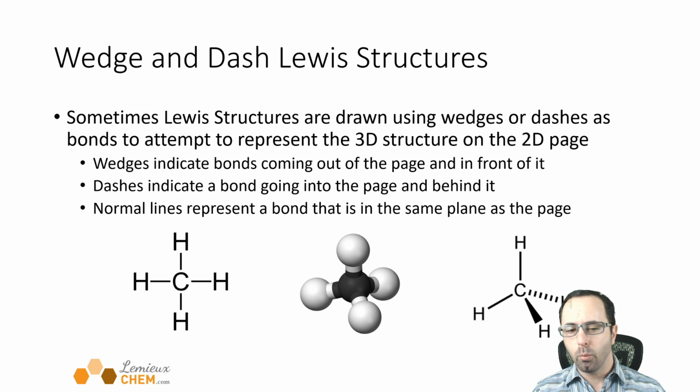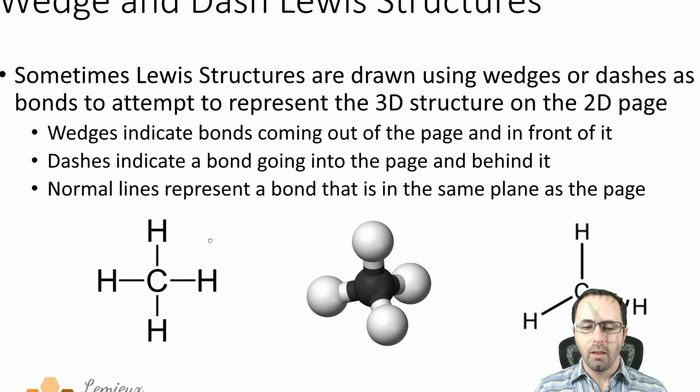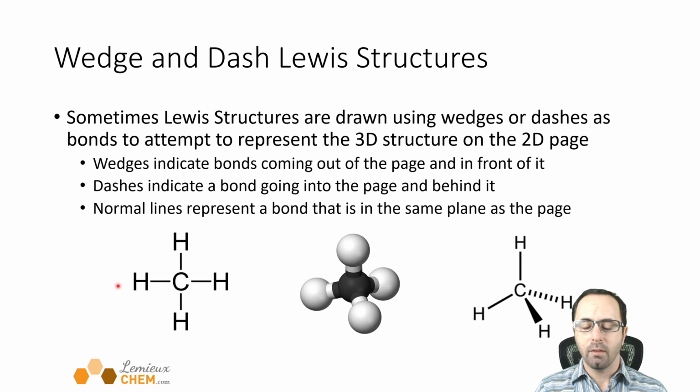So when we're drawing Lewis structures, for example, if we draw the Lewis structure of CH4 on a flat page, it's going to look like what you see on the left here. But the truth is, that does not look like the actual molecule at all. The real molecule is not 2-dimensional. You can't really express it on a 2-dimensional page. The 3-dimensional molecule looks something like this.